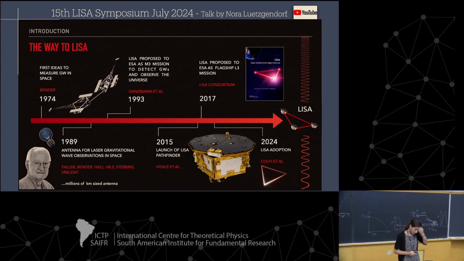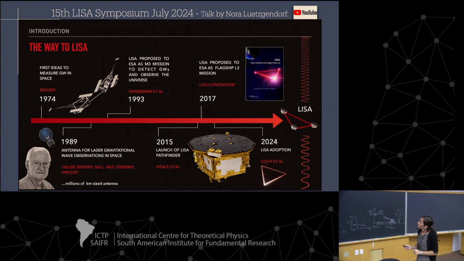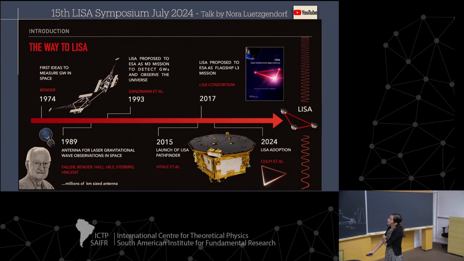Okay, so very quickly. It was an idea by Bender in 1974, and then it was suggested again in 1989 as an antenna for laser gravitational wave observation in space, with millions of kilometers of size. Obviously, it was not accepted. So in 1993, they proposed it as an M3 mission, and that was how it looked. If something is not correct, just let me know if you know about this.